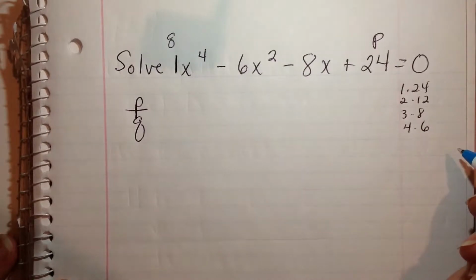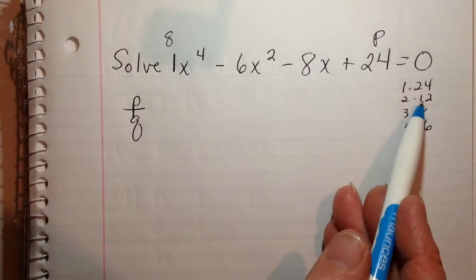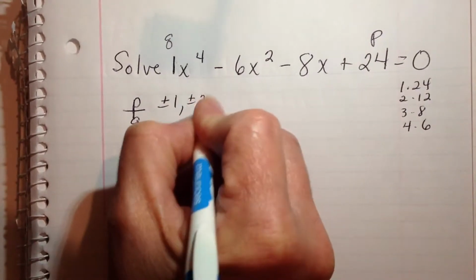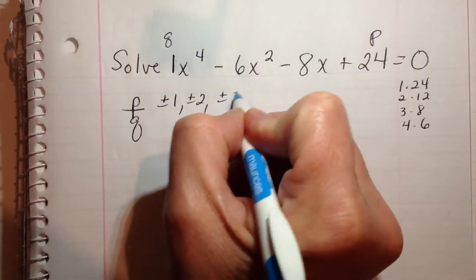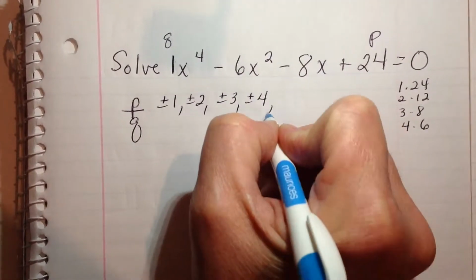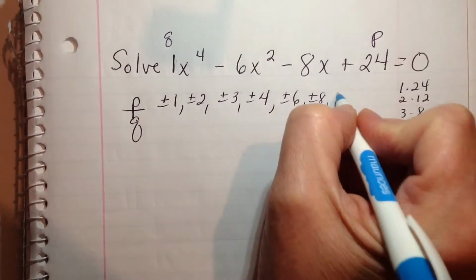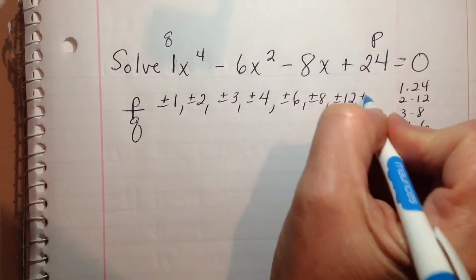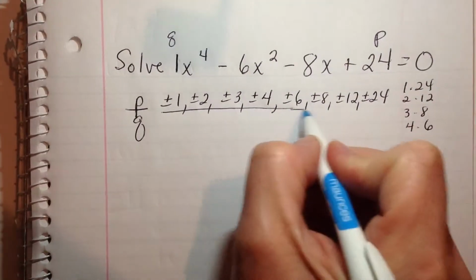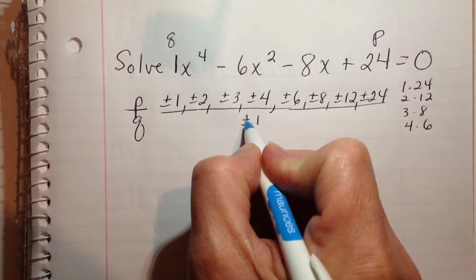Okay? Now let's list all the possible factors of 24. Plus or minus 1, plus or minus 2, plus or minus 3, plus or minus 4, plus or minus 6, plus or minus 8, plus or minus 12, and plus or minus 24. Divided by factors of Q, which is plus or minus 1.